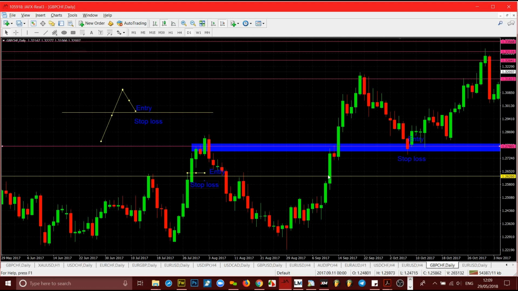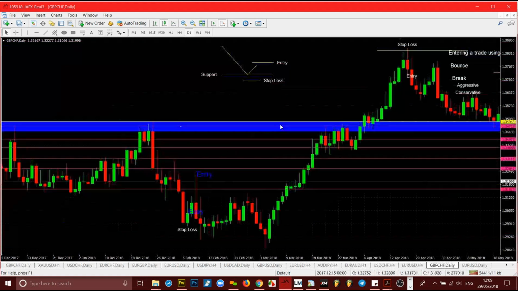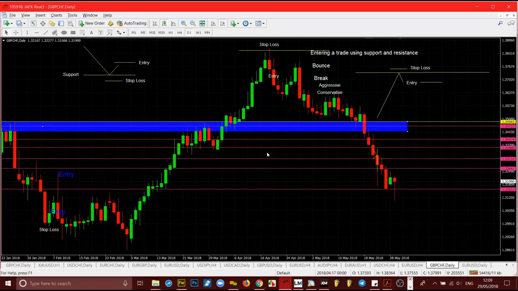Or your price bounces off or breaks a particular level, then if it comes back to retest that level, it becomes support. It was initially resistance, resistance, resistance. Then when it comes back, it becomes support. So that is how you trade support and resistance.